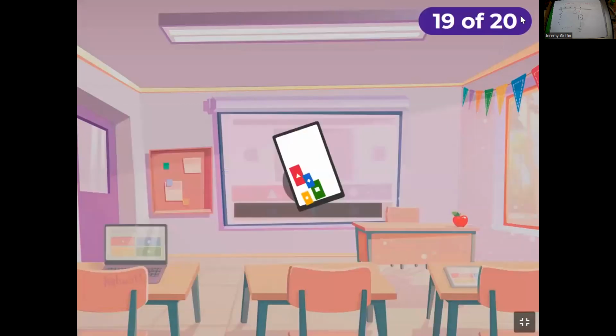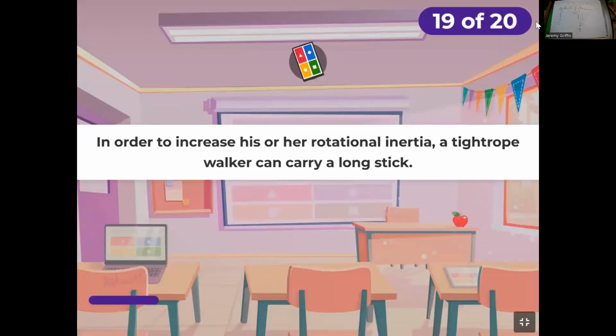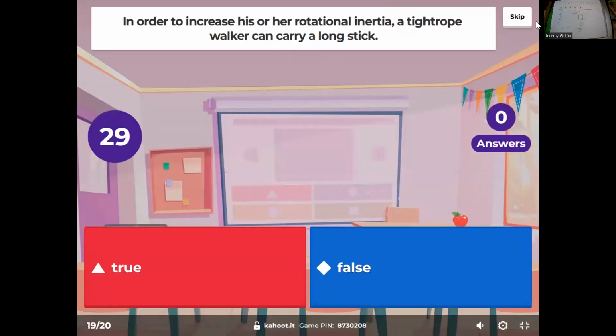All right, Allison, moving up. Cody, Gavin still in the lead. In order to increase rotational inertia, a tightrope walker should carry a long stick.